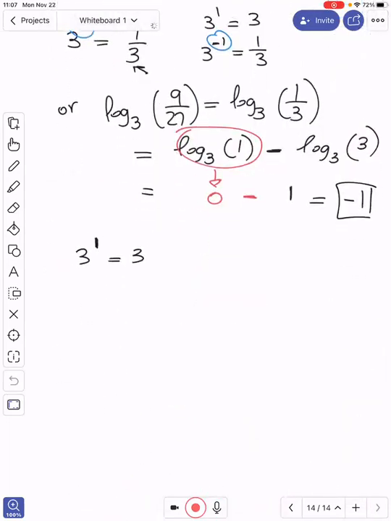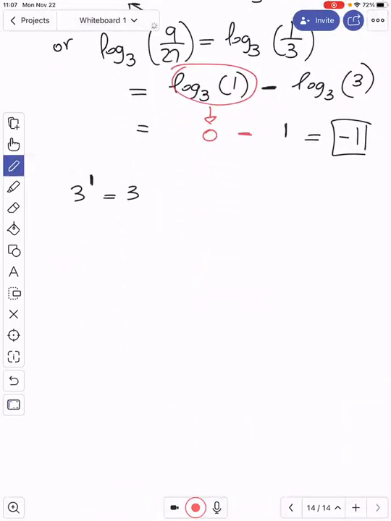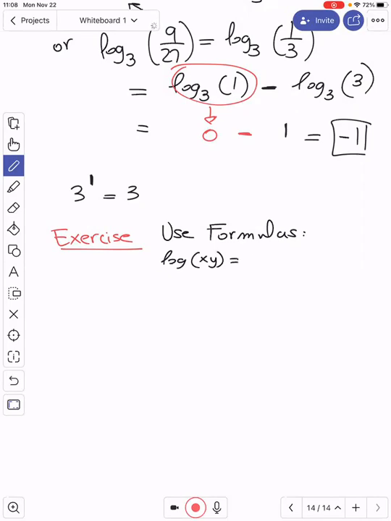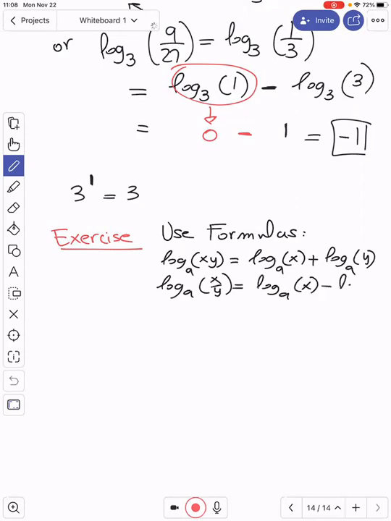So here's an exercise for you. Try to use the formulas again. The log of x times y, as we said, is the log of x plus, of course in base a, the log of y. And the log of x over y is the difference between the logs. So please try to use these formulas to compute the following.